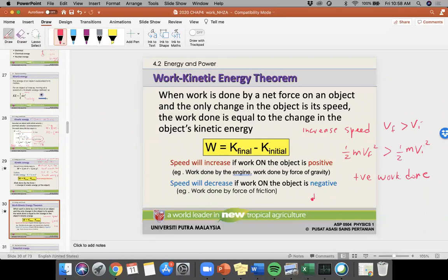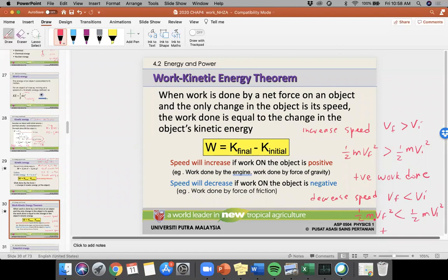And then what happens when our speed decreases? V final is less than VI because I'm slowing down. Sometimes my final velocity is 0. Sometimes it's not, it's just slower than the initial. So now my 1/2 mVF squared is less than 1/2 mVI squared. So when I minus K final by K initial, K initial is bigger and K final is smaller. So my work done becomes negative work done.